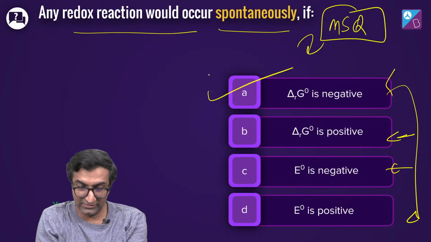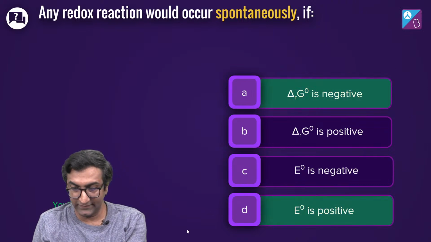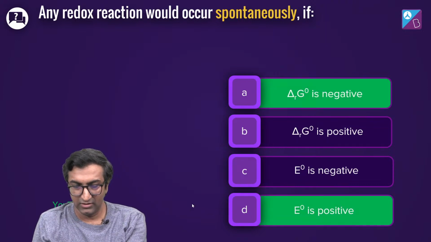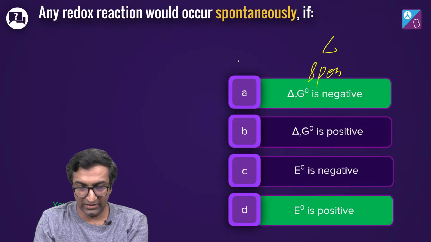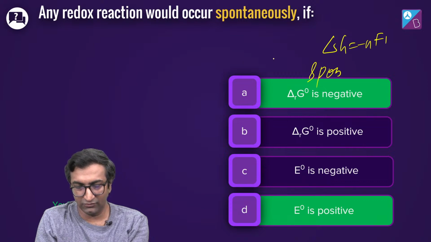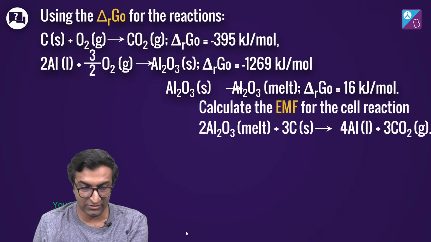Yeah. D is negative, positive. बिल्कुल सही. Good job. Excellent. This is spontaneous. And remember, delta G was minus nFE. So, yeah, simple stuff. Next question.